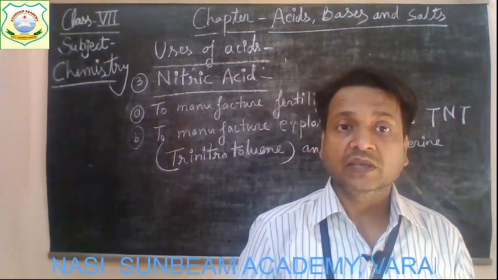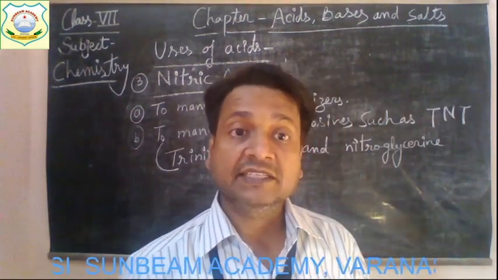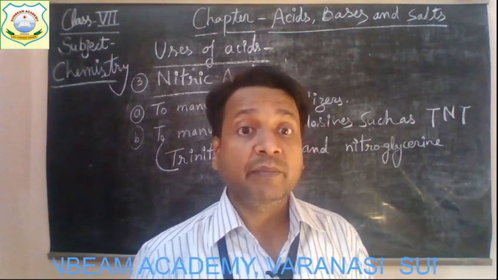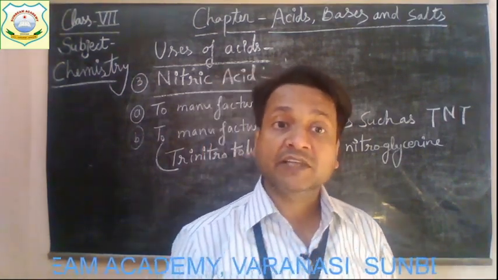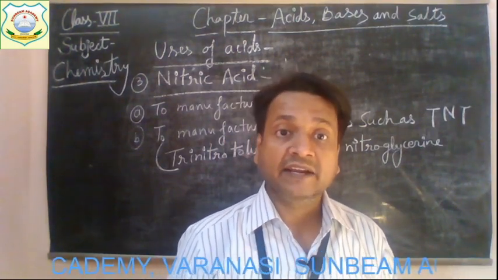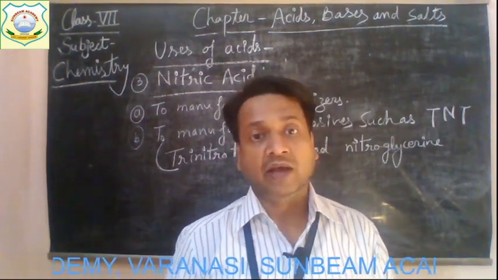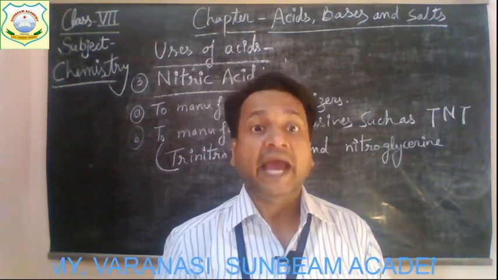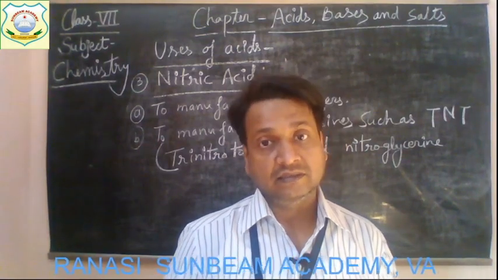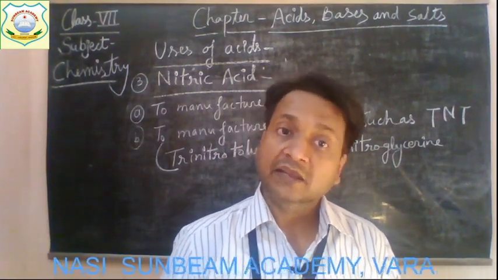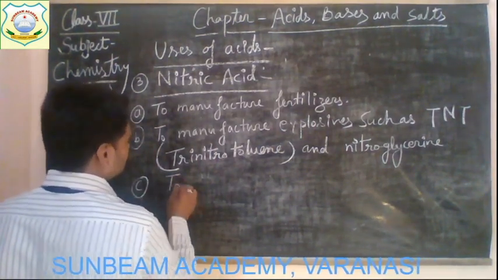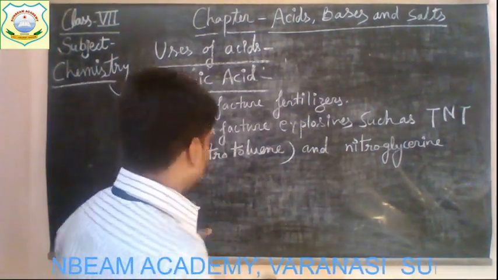Alright, children. Now the next use of nitric acid is to prepare Aqua Regia. Children, remember that in the previous class I explained to you about Aqua Regia. It is a mixture of nitric acid and hydrochloric acid, and it is mainly used to dissolve certain metals like gold and platinum. So the next use is to prepare Aqua Regia.